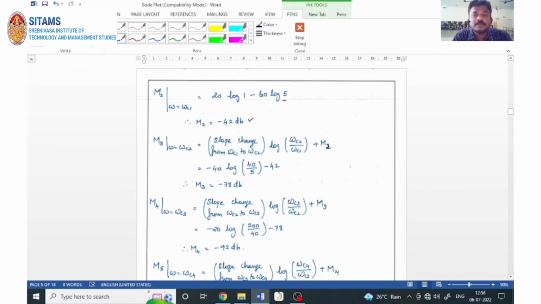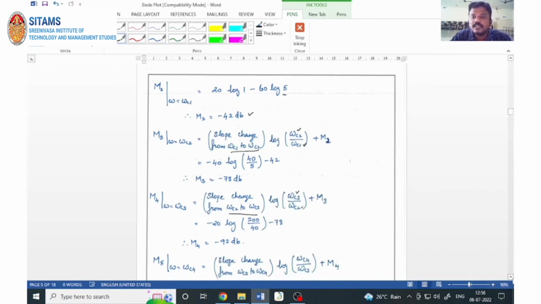It is the slope change from omega c1 to omega c2 times log omega c2 by omega c1, plus m2. So the slope change from omega c1 to c2, c2 to c3, c3 to c4 will come. You can easily remember this. First is always omega c1 to c2. When it comes to the log, you put the second term as the numerator and the first term as the denominator. Similarly for omega c2 to omega c3, the first term goes in the denominator and the second term in the numerator. Similarly you can remember the next formula.